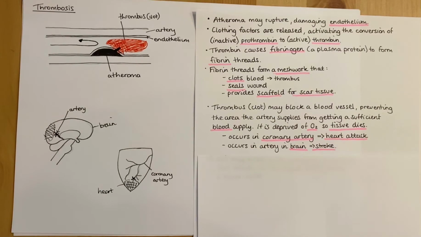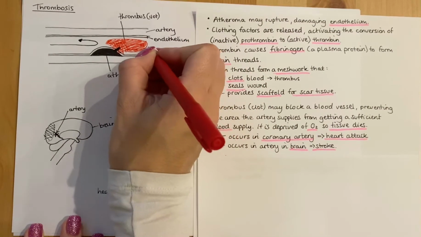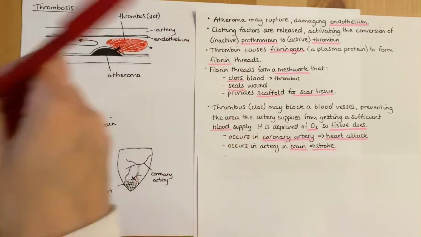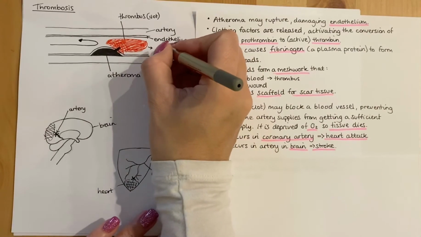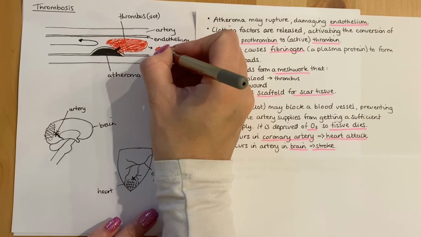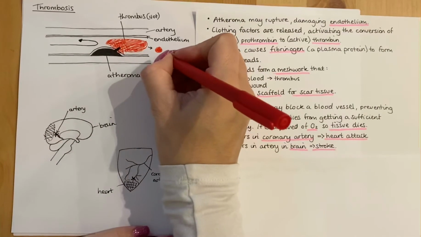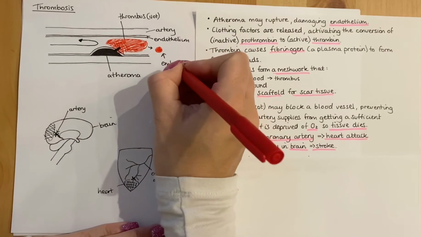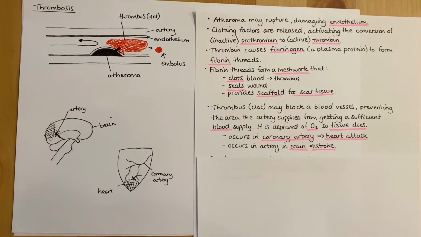Now one of the other issues with this, because there's not enough already, is that this thrombus may actually break off a part of it. So a section of it may become loose and break free of that original thrombus. Now when that part of it breaks off, it is known as an embolus. So the formation of an embolus is known as an embolism. So when it breaks loose, it's called an embolus.